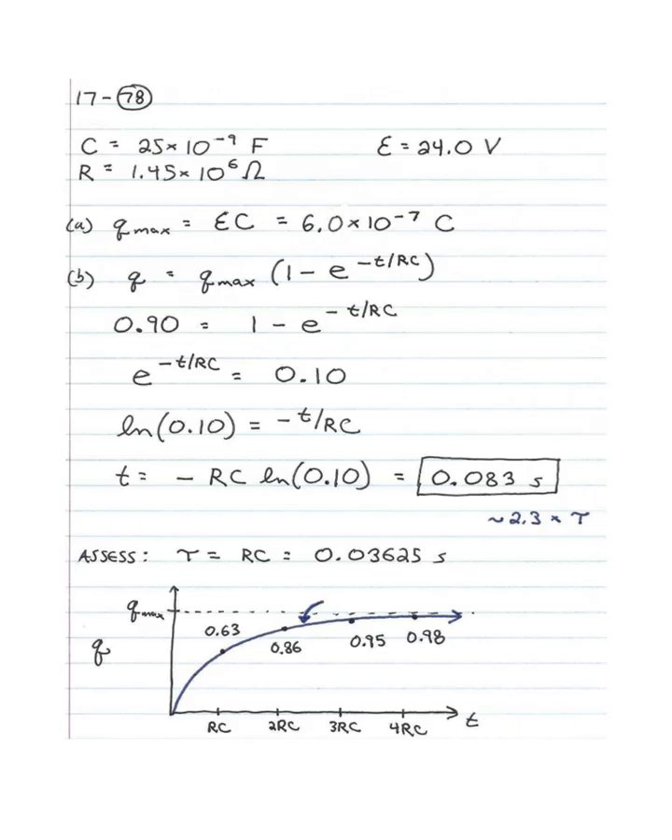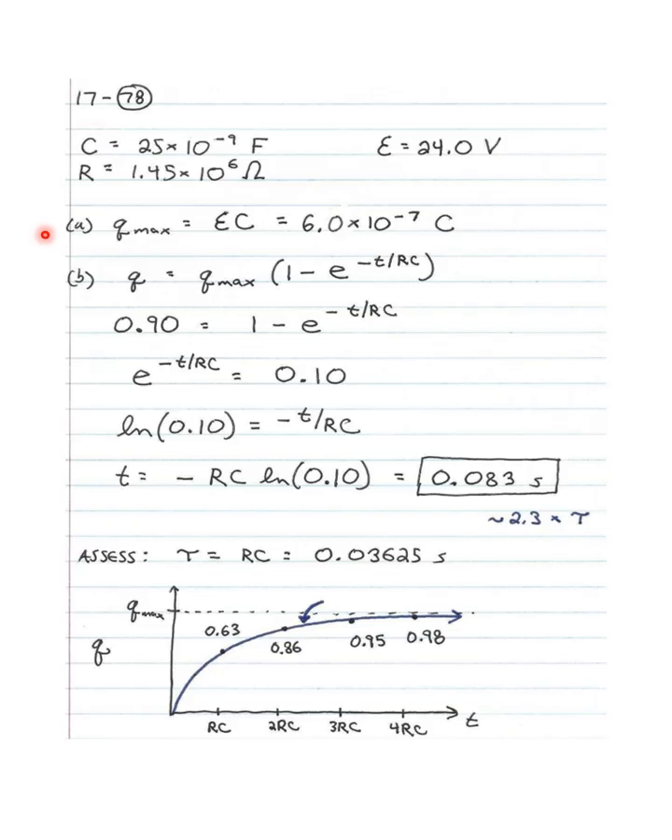Question 78, again, deals with a capacitor that's initially uncharged, in series combination with a resistor and a 24-volt battery. What is the maximum charge it will eventually attain? And how much time does it take for it to reach 90% of that maximum charge? Well, we have the given information.